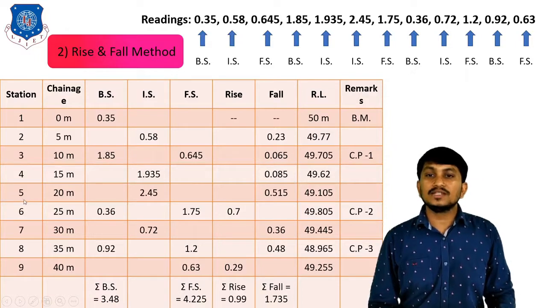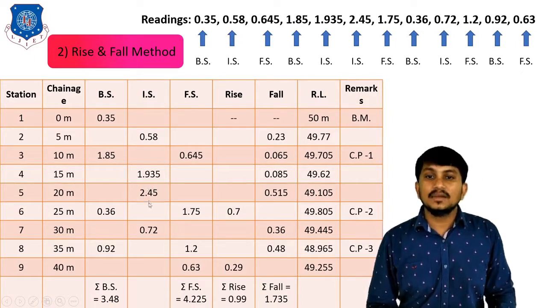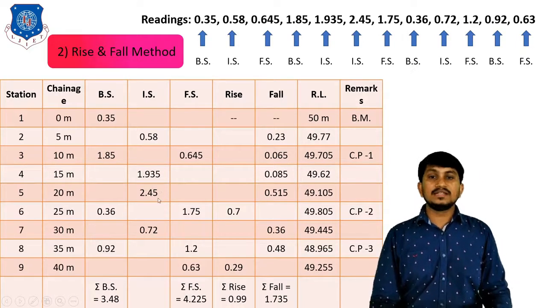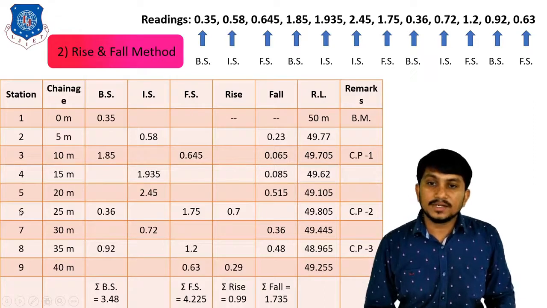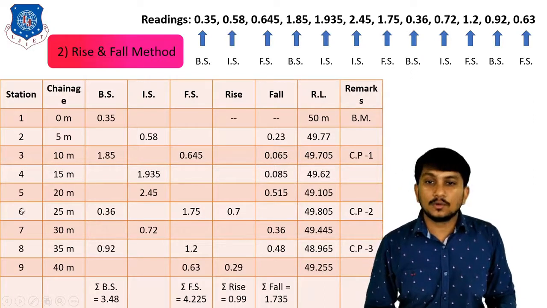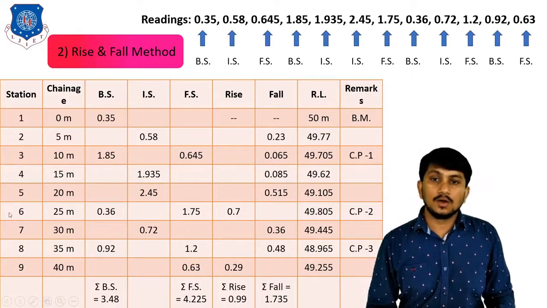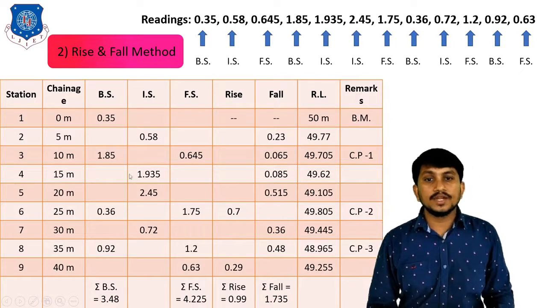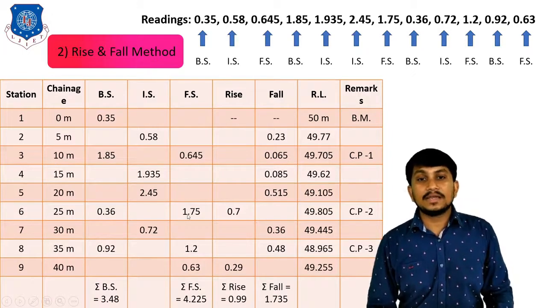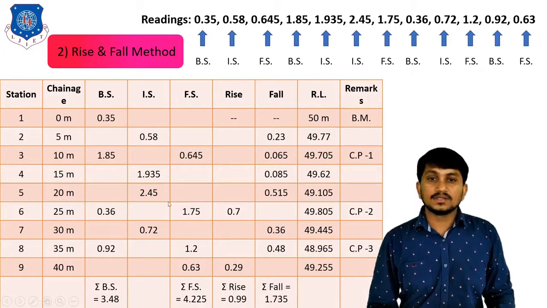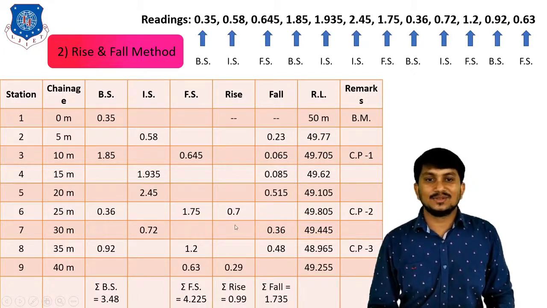Okay, to find out rise or fall of fifth station, we have to deduct 1.935 minus 2.45. The value is minus, so it is written in fall column. Next, to find out rise or fall of sixth station, we have to deduct 1.75 from 2.45. So here 2.45 minus 1.75 gives plus 0.7. Because of the plus sign, it is written in rise column.